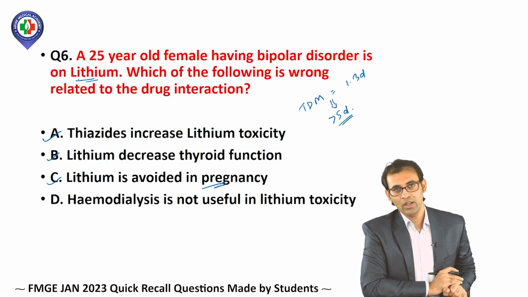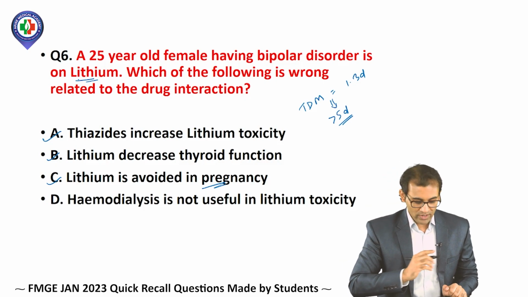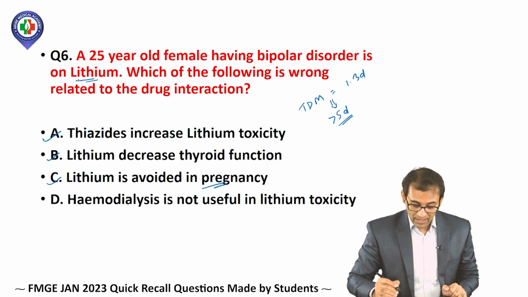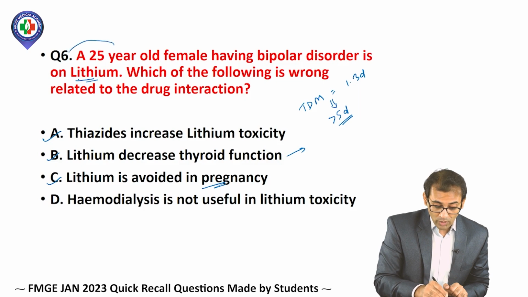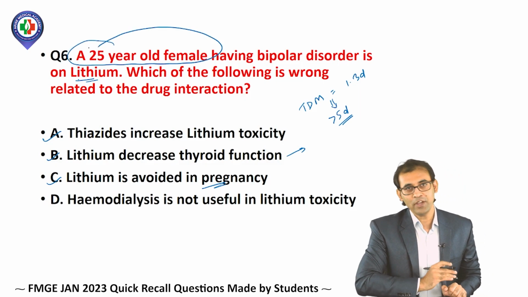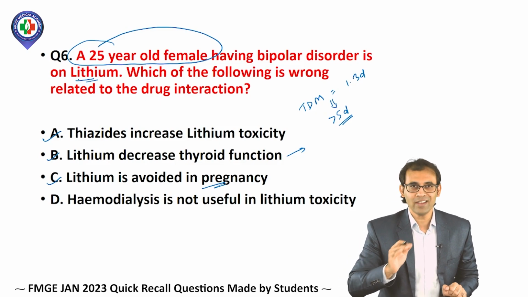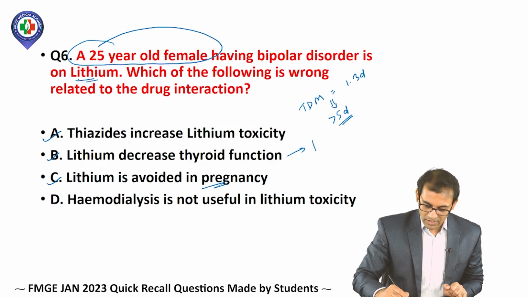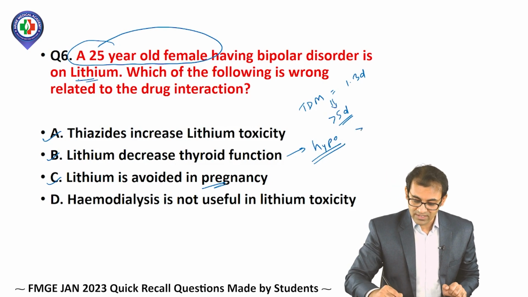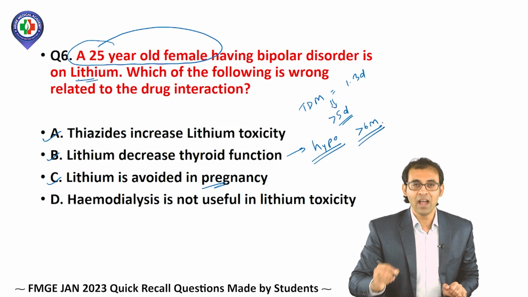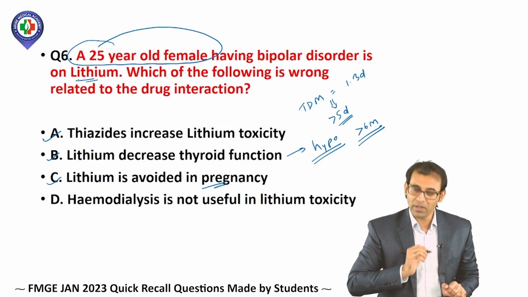All right. So yes, lithium can affect multiple systems in the body. Do you understand here that option number B, lithium decreases thyroid function? Yes. First of all, when it is mentioned here that a 25-year-old female, yes, the patient has a higher risk because she is female, and lithium affects the thyroid function. It can lead to hypothyroidism. That's why if a patient is on lithium, after every 6 months, thyroid function test should be repeated. So option number B is correct.